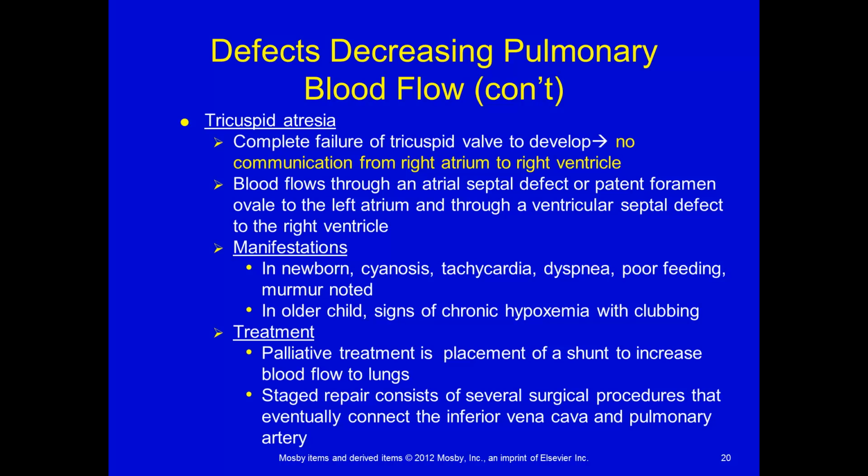And so what you see here is absolutely no communication from the right atrium to the right ventricle. So blood flows through an atrial septal defect or through a patent foramen ovale that hasn't shut, from the right atrium to the left atrium. And then from the left side of the heart, there's a ventricular septal defect that blood can actually flow back into the right ventricle. So let me show you a picture here, because it's kind of hard to understand until you actually look at the picture.